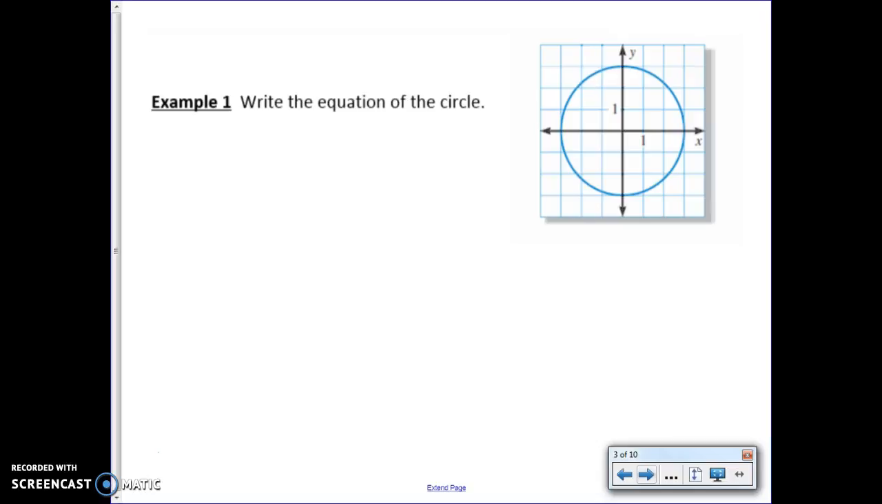So write the equation of this circle. Well, we just write it as x squared plus y squared equals r squared. And in this case, coming from the center out, we're going a distance of 3. So 3 squared would be 9. That's your equation. That's all you have to write.